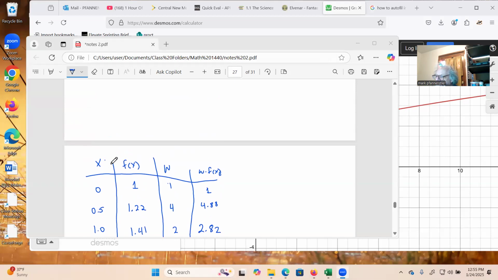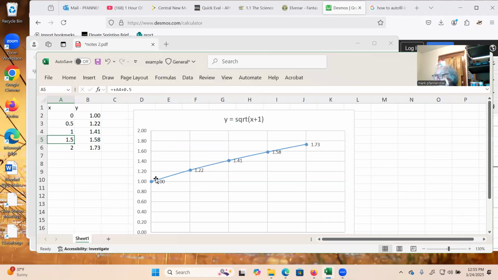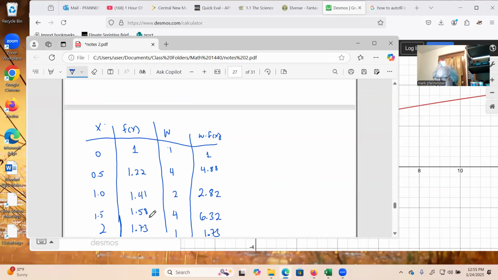So what I did was I'm going to make up a little table. I'm just going to write down my x values. You don't really need these, but I like to anchor where I am. This is my f of x values. I got these off of the Excel chart: 1, 1.22, 1.41, etc. So we just go through and do those. You can see that those are the same values.